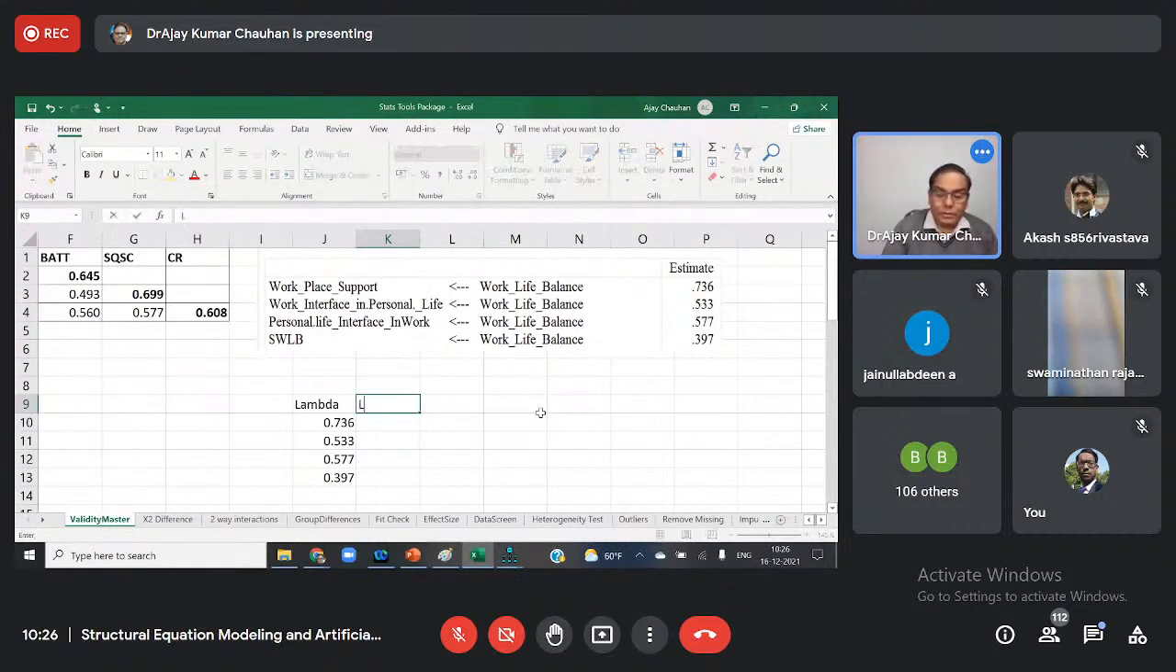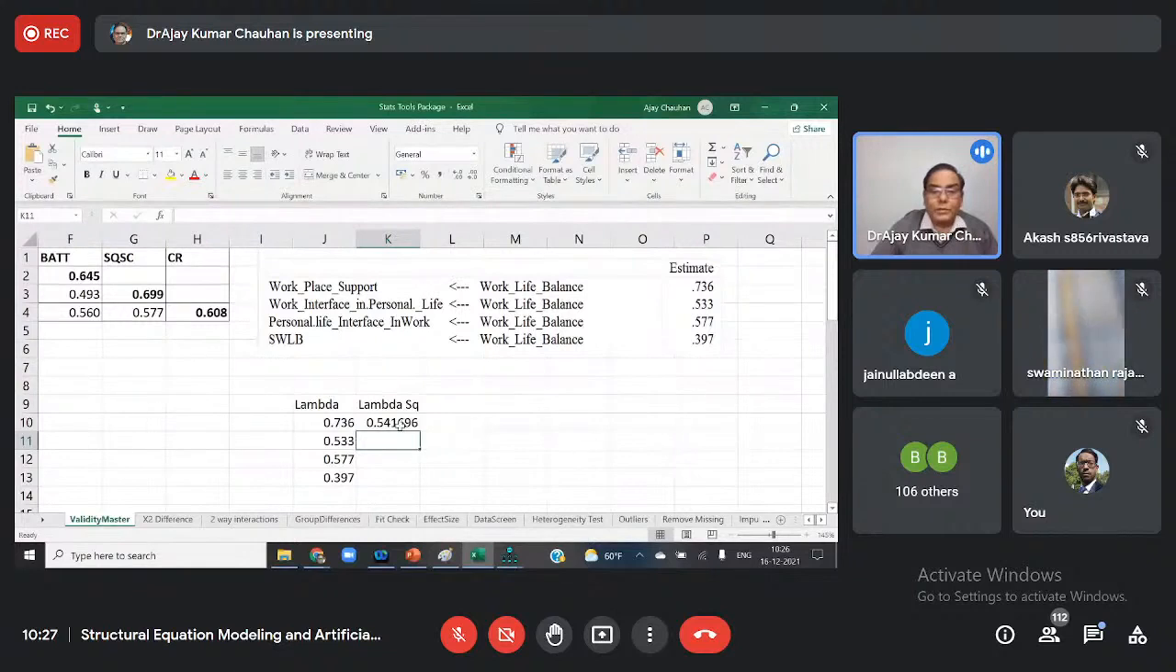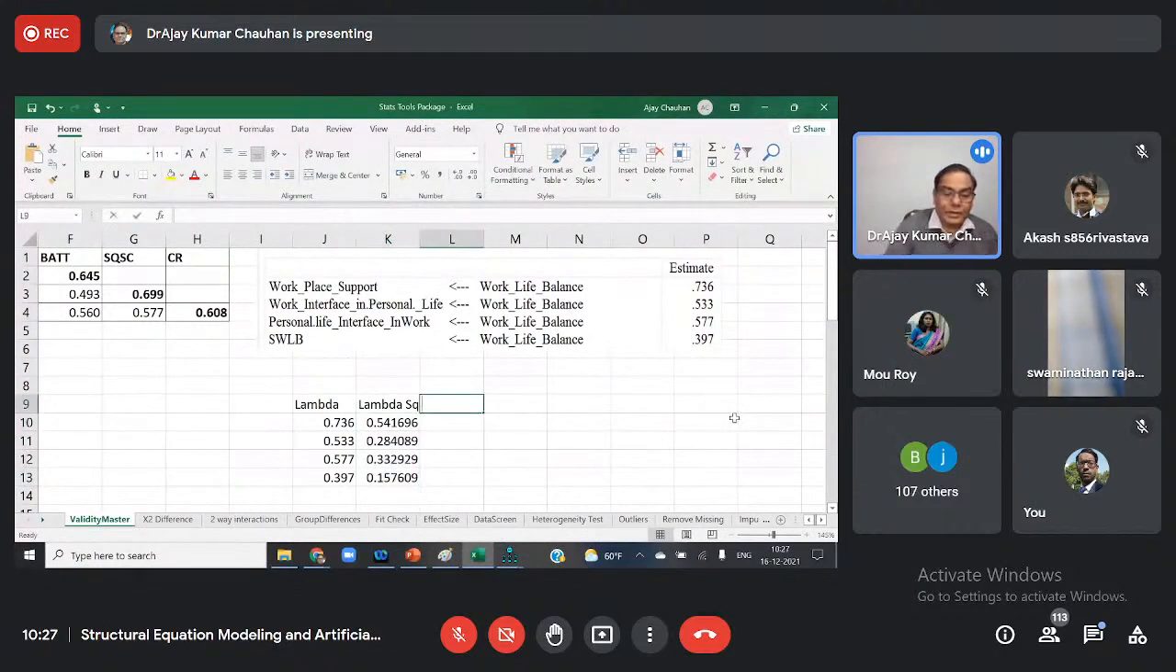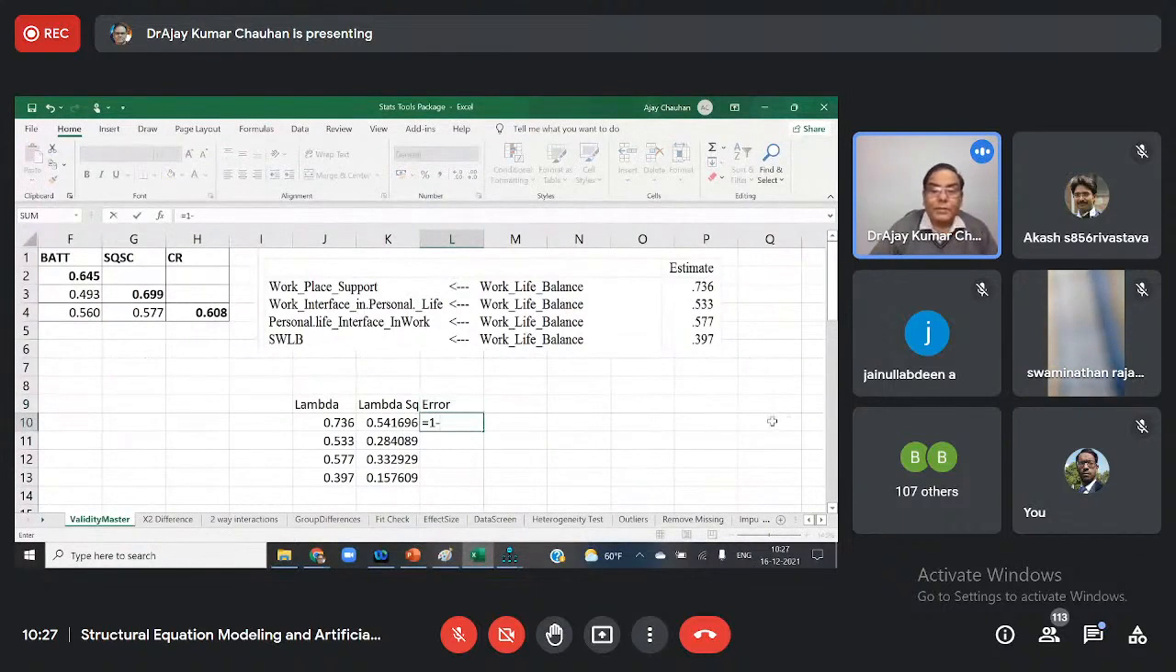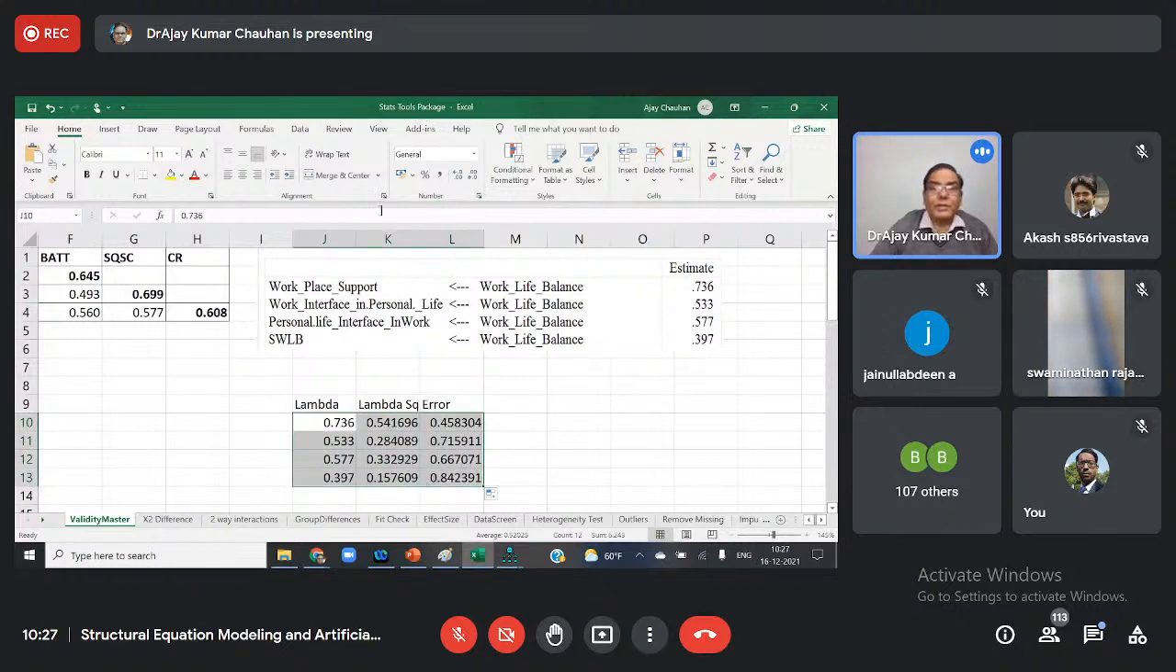Then the lambda square. So I have to calculate the lambda square equal to this value square. So it is the squared value. Then this is the error term, equal to 1 minus lambda square. So error term we calculate like this.